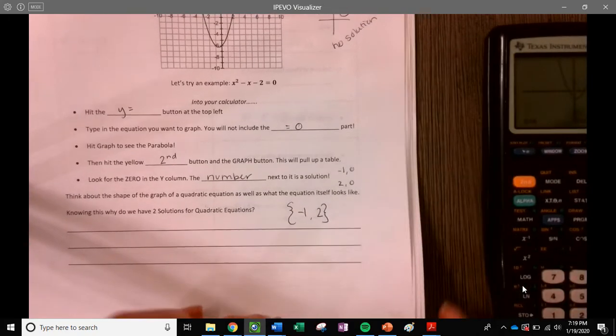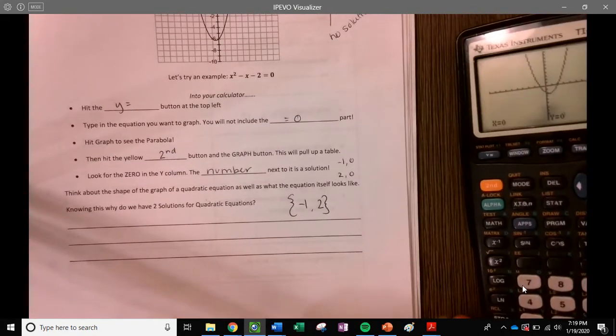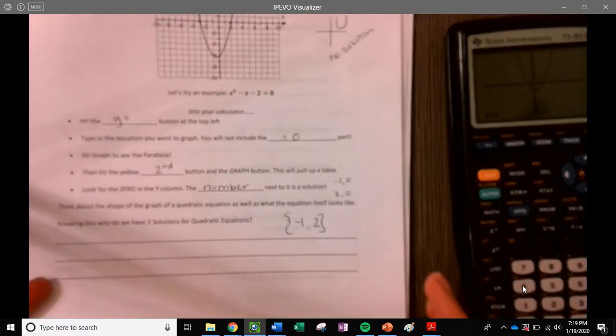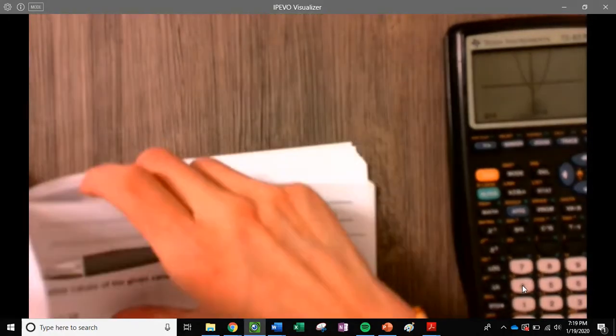All right, so that's graphing. It's pretty straightforward. You just need to remember y equals, type in the equation, and then check out that table. But remember how I said it wouldn't work every time?